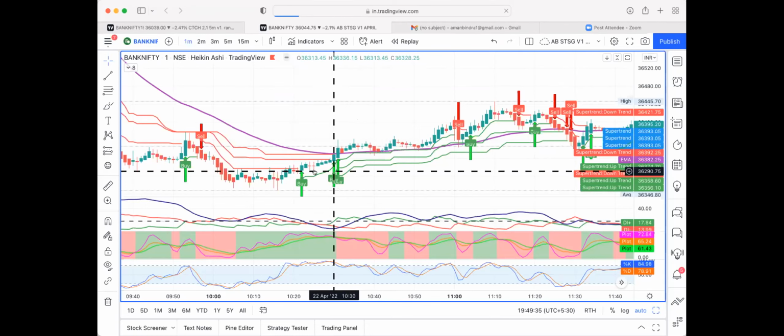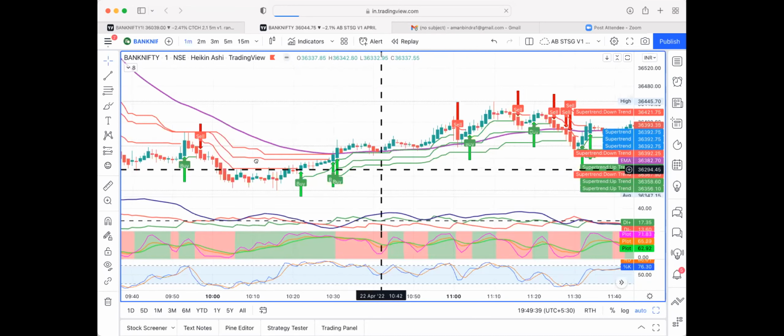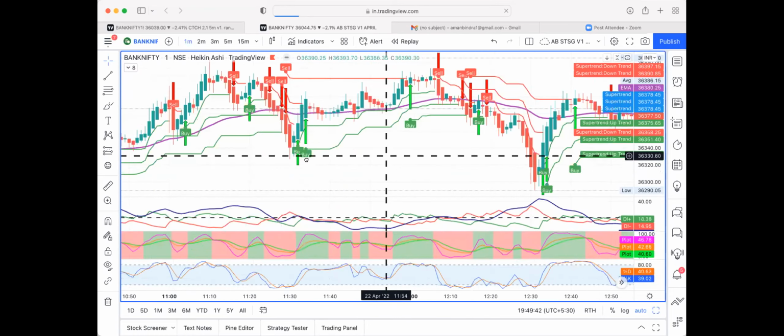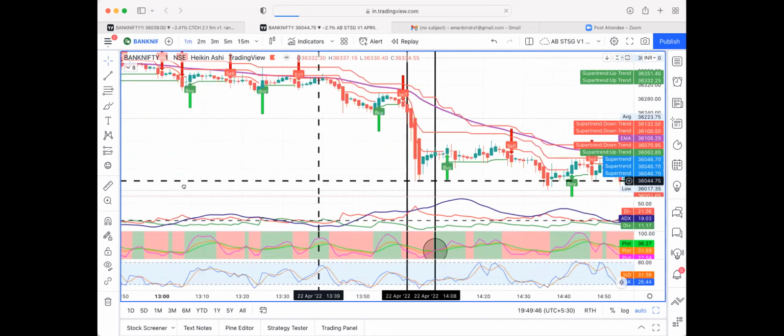So now I will show you some examples on the TradingView platform, that how we have used this strategy.